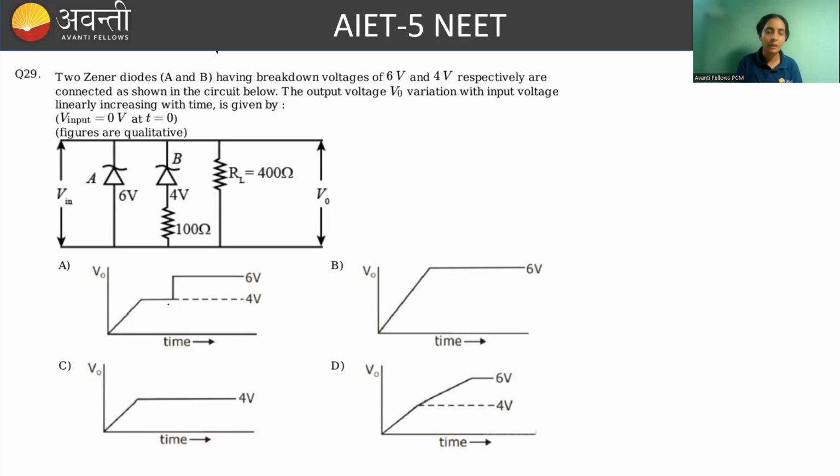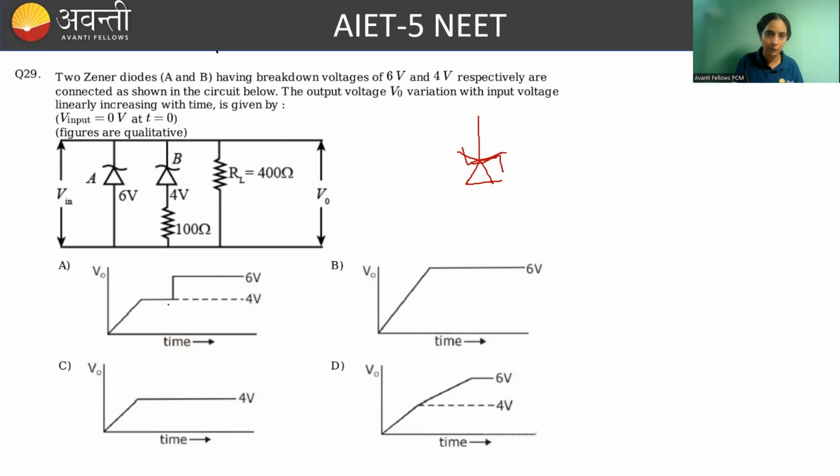Just see here. Zener diode is a voltage regulator. And it is given that the Zener diode breakdown voltage is 6 volt. That is, the symbol of a Zener diode is made like this, okay, like this.